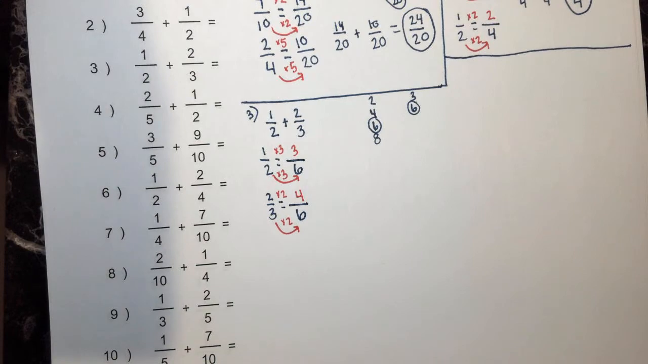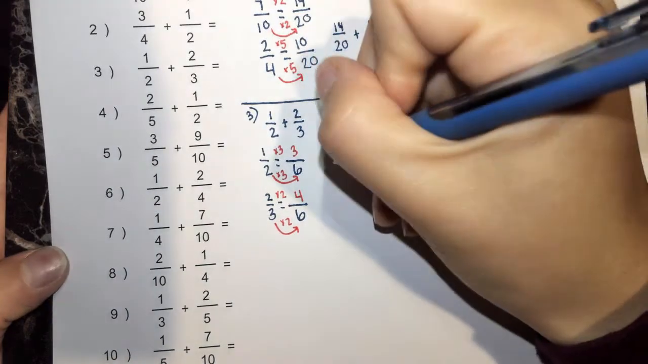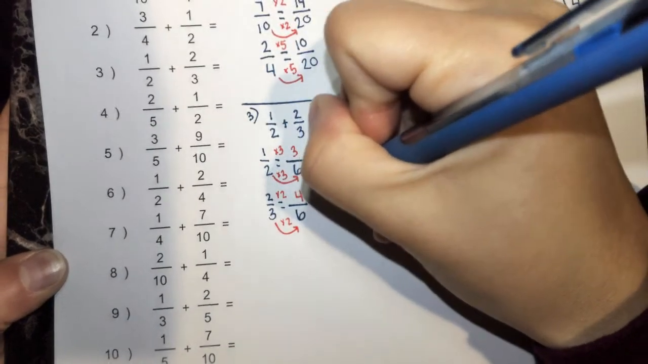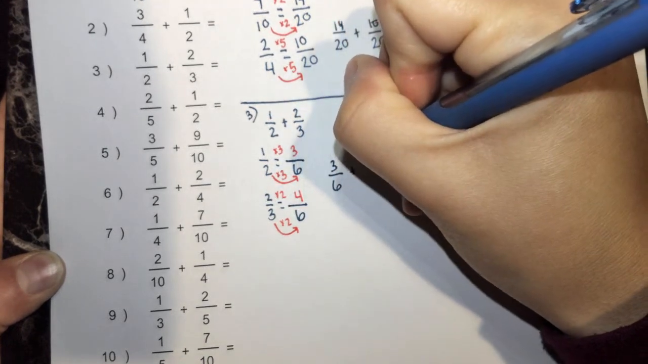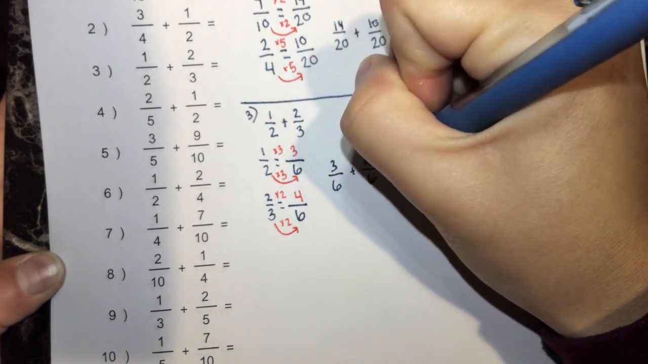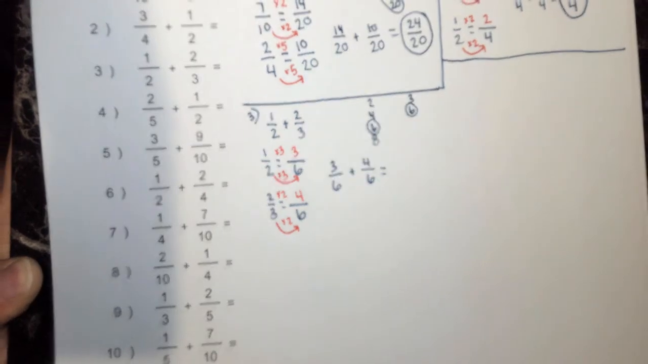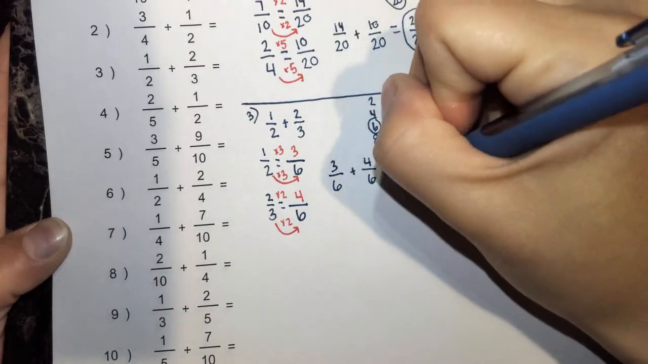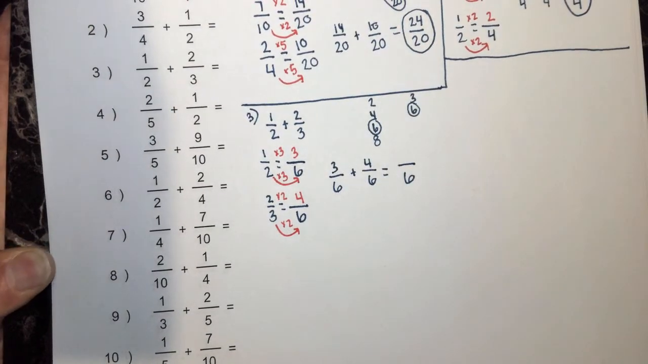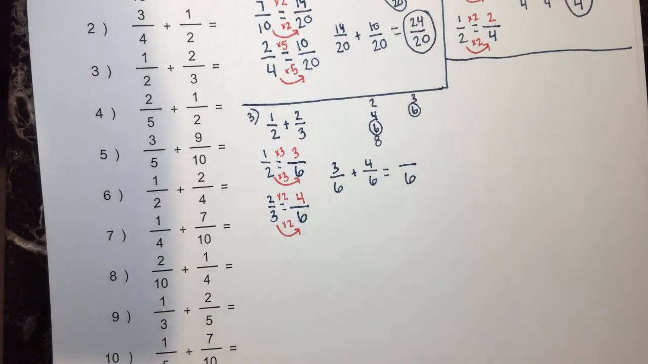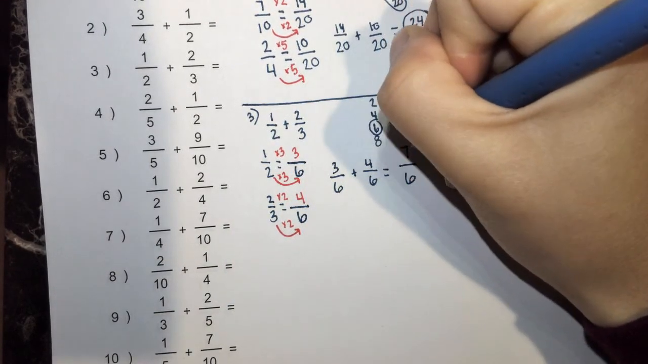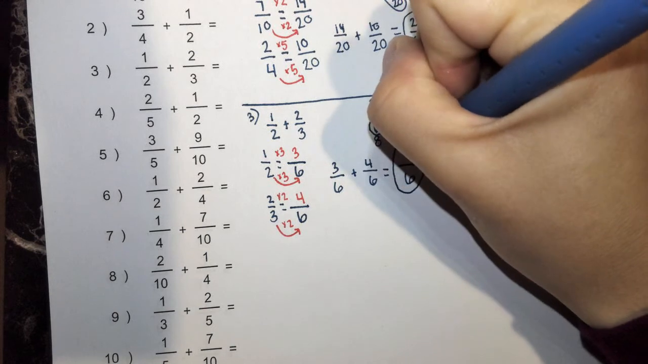Then you're going to take those two fractions. They have the same denominator. I can add them together. So 3/6 plus 4/6. The denominators are the same, so it's going to stay in sixths. And the tops I add together. The numerator is 3 plus 4, and you're going to get 7/6.